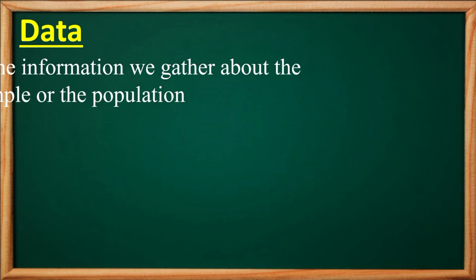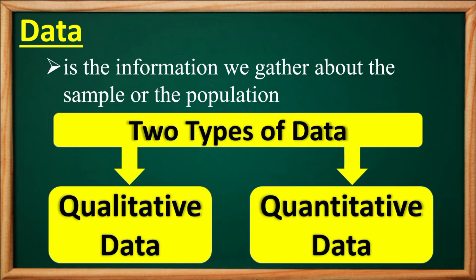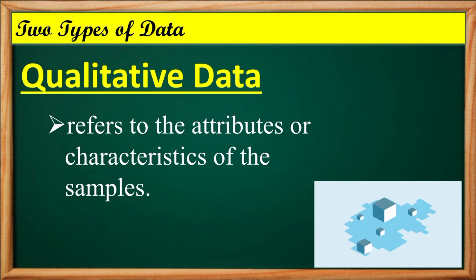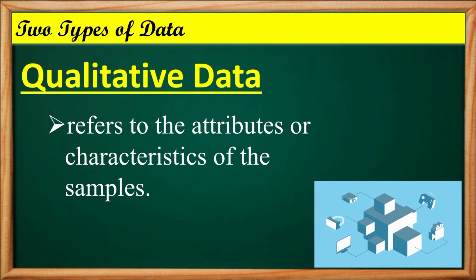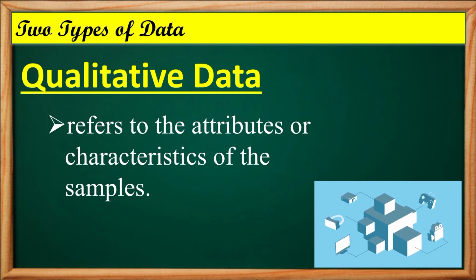Okay, now we are talking always about data. The information that we gathered, that is what we call data. It's the information we gathered about the sample or population. In data, we have two types, the qualitative and the quantitative data. The quali and the quanti. Qualitative and quantitative. Now, what is a qualitative data? It refers to the attributes or characteristics of a sample.